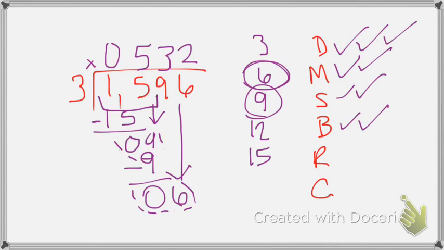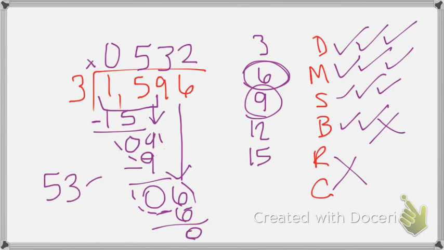2 times for my divide. And then I multiply. 2 times 3 is 6. Subtract. And 0. So there's nothing left to bring down. There's no remainder to check. So my quotient here is 532.